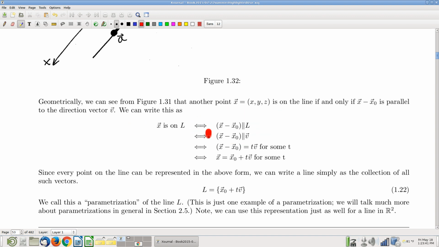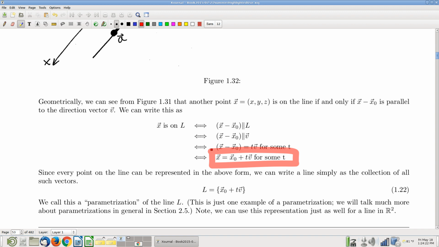And let's think about this. What does it mean to be parallel to a vector v? Well, that would mean that this vector would need to be a scalar multiple of v for some scalar t. And then just taking the x naught and moving it over to the other side of the equation gives you this. So we can decide whether x is on the line by whether or not it is possible to represent x as x naught plus tv for some yet to be determined value of t.